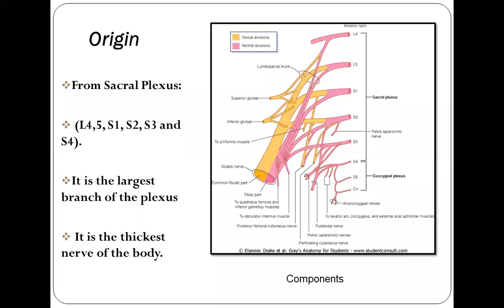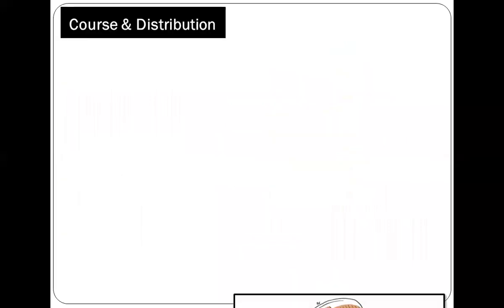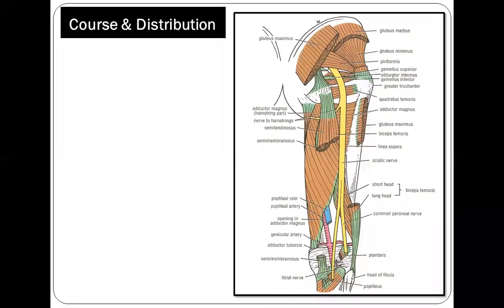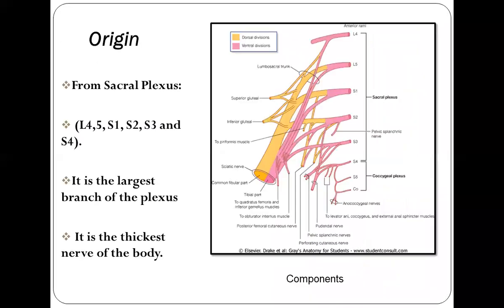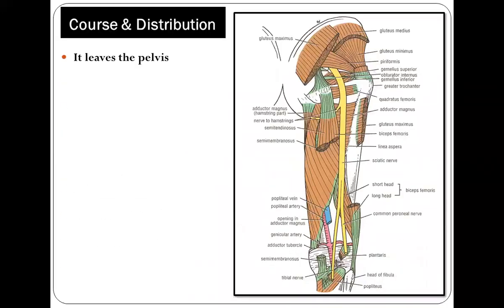The components, just remember the divisions, the tibial and common peroneal part. Now let's look at the course of the sciatic nerve. So I told you it's a very adventurous course, okay? So the sacral plexus is actually present in the pelvic cavity, anterior to psoas major muscle. So from the pelvis, the sciatic nerve leaves the pelvis and then enters into the gluteal region. It enters the gluteal region through greater sciatic foramen.